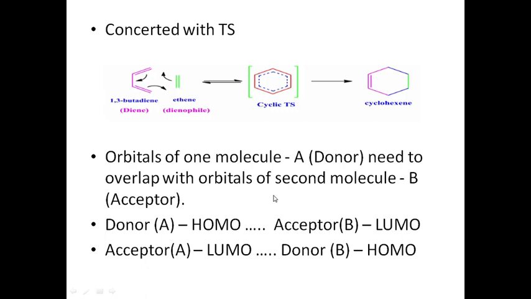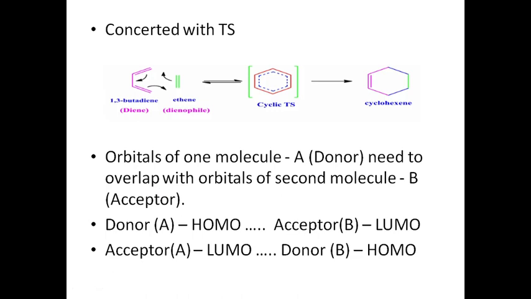Okay, so how does this reaction take place? There are orbitals here, here, here and here. These orbitals are going to combine with each other, giving rise to constructive overlap. One molecule will donate electrons and the other one has to accept electrons. The molecule which donates is called the donor, and the second molecule, which accepts, is called the acceptor.